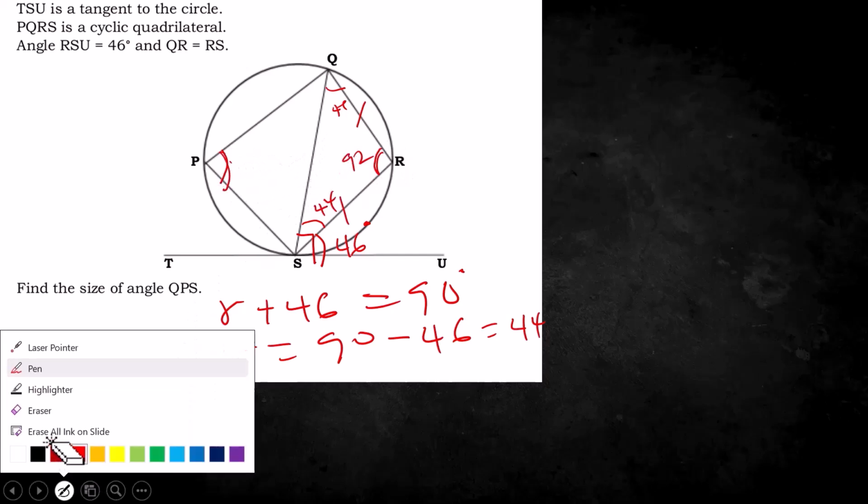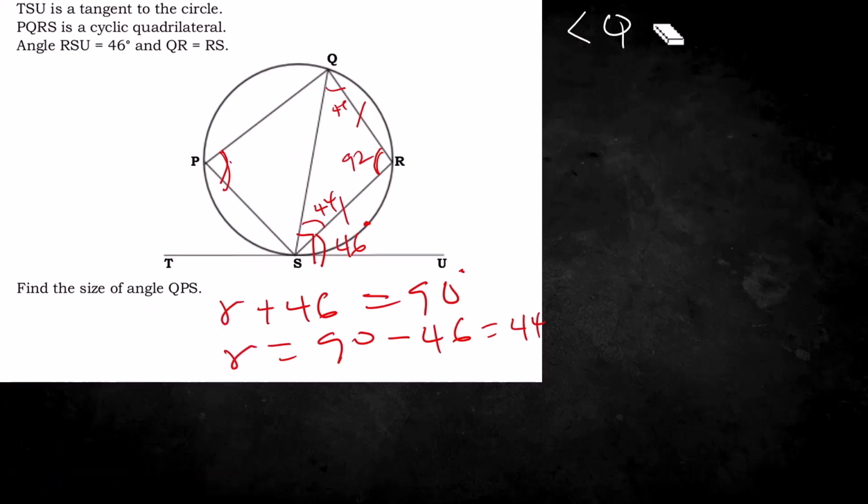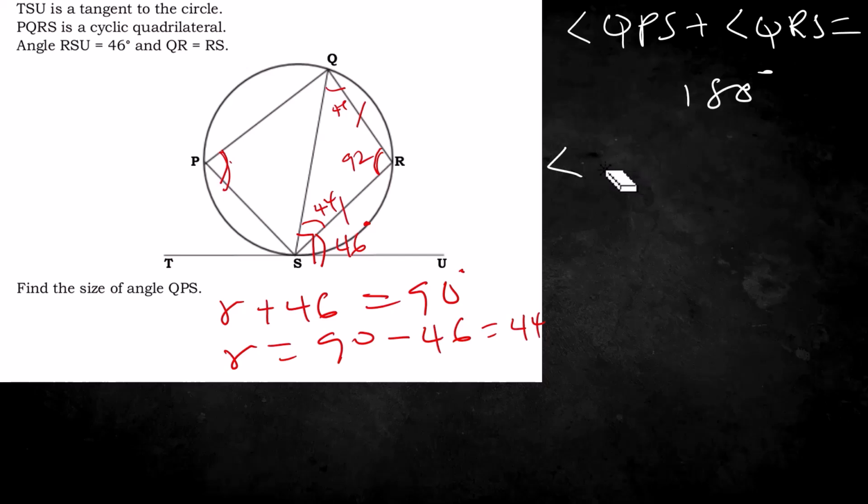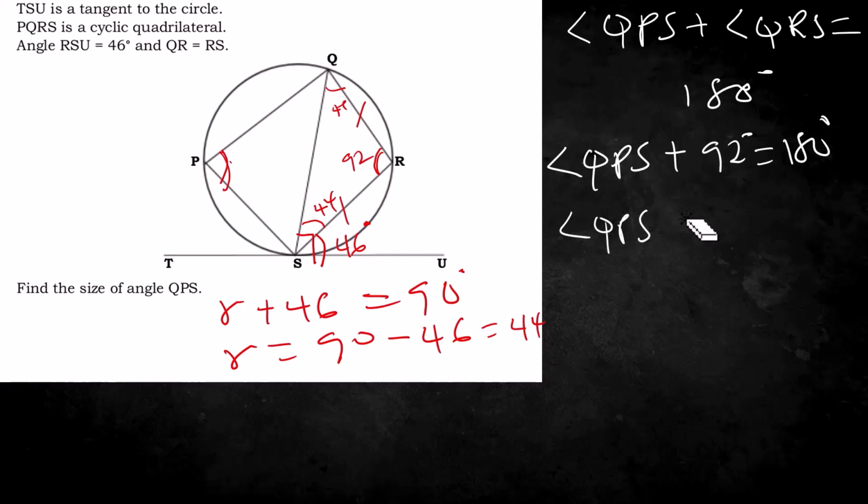Okay, so let's solve for QPX. Angle QPX plus angle QRX is equal to 180 degrees. So angle QPX plus angle QRX, which is 92, equals 180. Okay, so 180 minus 92, so angle QPX, 180 minus 92, that will be 88 degrees. So this side is 88. Okay, so 88, as simple as that.